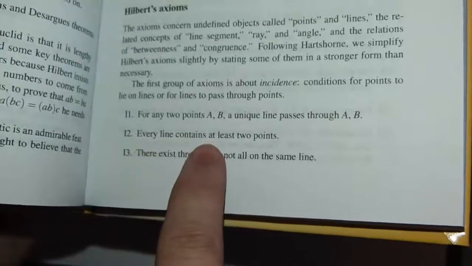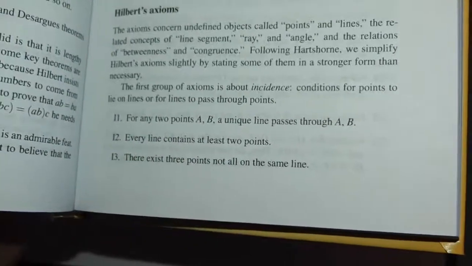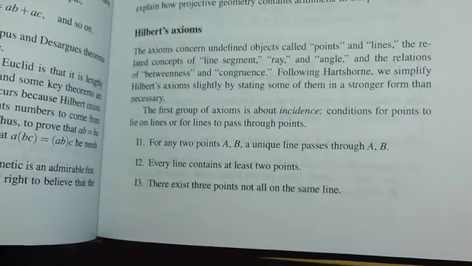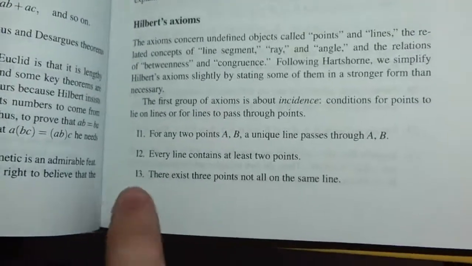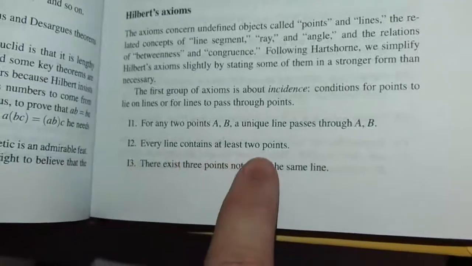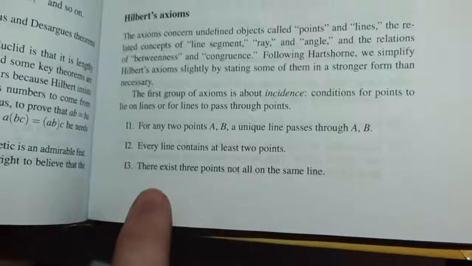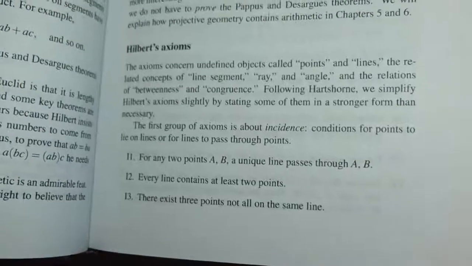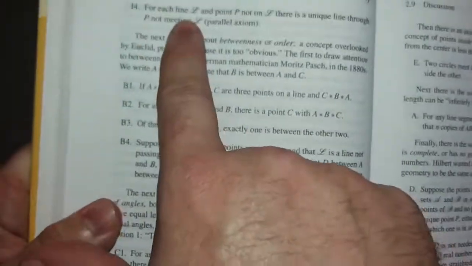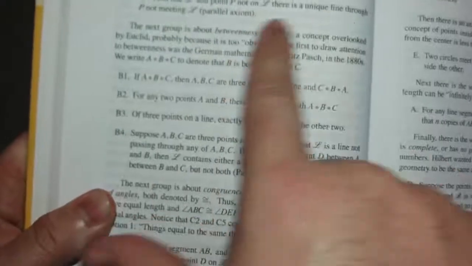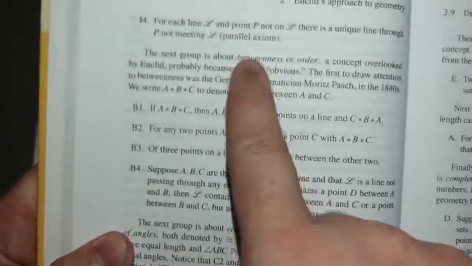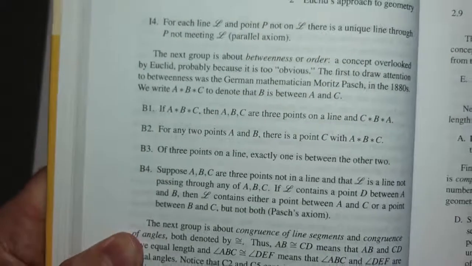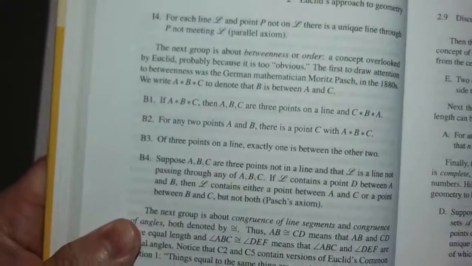Incidence axiom 2, every line contains at least 2 points. This is a minimality condition, okay? I can't remember exactly where this technically becomes a problem, but maybe even in Prop 1. There exist 3 points, not all on the same line. Again, this is a minimum size of the space in question. Here's incidence axiom 4. For each line L and point P not on L, there is a unique line through P not meeting L. This is the parallel axiom or the parallel postulate. So incidence axiom 4 is the same as Euclid's fifth postulate.